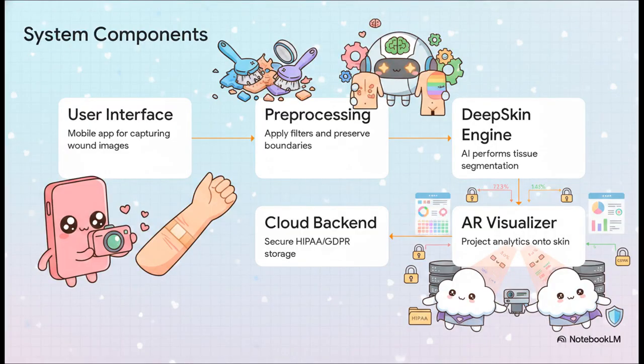To solve the challenge of monitoring chronic wounds in elderly care, which honestly has traditionally relied on a lot of guesswork, this system relies on a very strict digital pipeline. First up, it starts at a mobile user interface where caregivers actually capture the images. That data then hits the pre-processing module to clean the inputs, which feeds directly into the AI engine for tissue segmentation. From there, the processed data is instantly pushed back into an AR visualizer right on the device. And finally, the whole shebang syncs up to a secure cloud backend that uses encryption and strict access protocols to ensure full HIPAA and GDPR compliance.